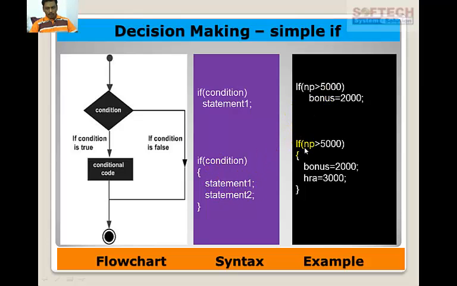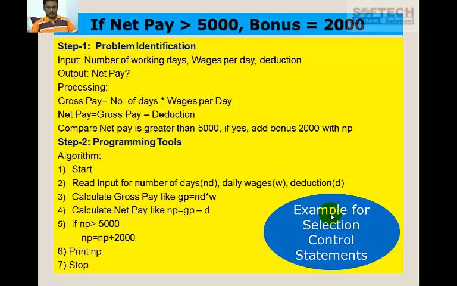If more than one statement, that is, net pay is greater than 5,000, the condition is true, the bonus is 2,000, house rent allowance, that is HRA, is 3,000. So the condition is true, it executes two statements, that is the true block, then it executes other statements. If the condition is false, it directly comes to execute other statements. It skips bonus equal to 2,000 and HRA equal to 3,000.